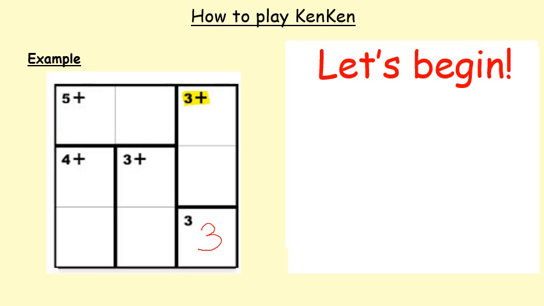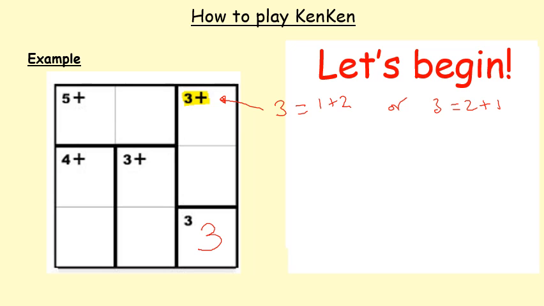The next thing you need to do is pick a different cage to work on, and I've highlighted in the top right this 3+ here. So I'm going to think about combinations of numbers that would add together to make 3, bearing in mind that I cannot have another 3 in this column because in the bottom right I've already filled in a 3. So the combinations I can have are 3 = 1 + 2, or 3 = 2 + 1.